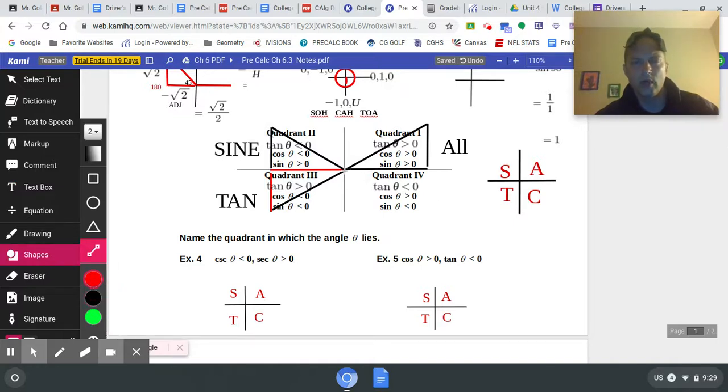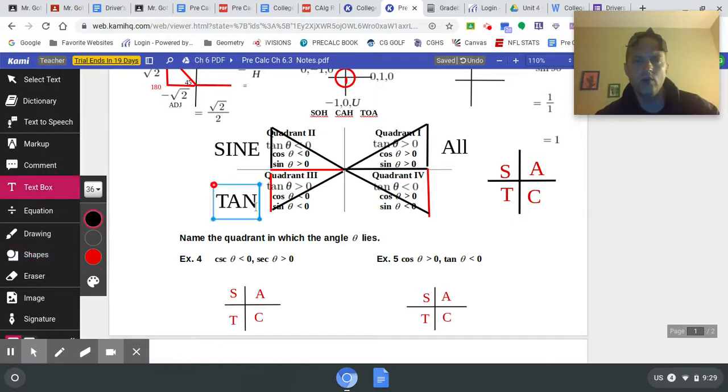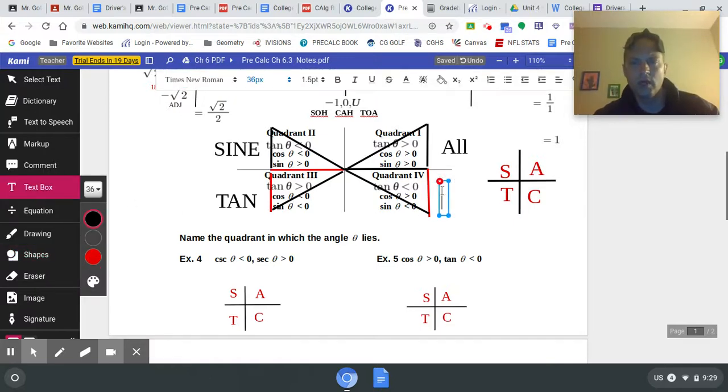In quadrant 4, I would draw to the right. That's a positive adjacent. But then I would draw down that value for the opposite. And then my hypotenuses are always positive. So again, tangent's negative, sine is negative, but adjacent and hypotenuse are both positive. So that means cosine is the only one that's positive.